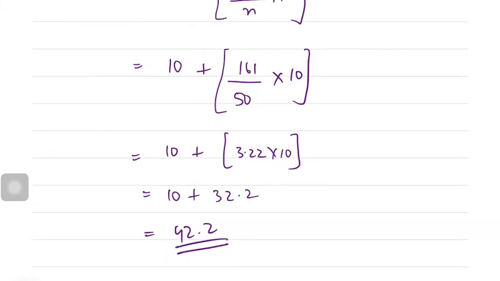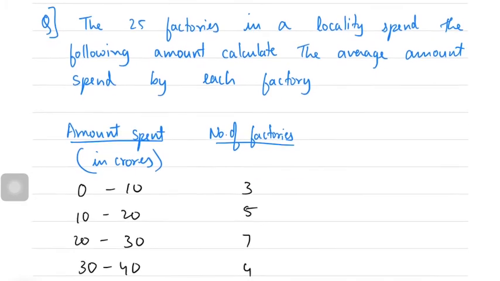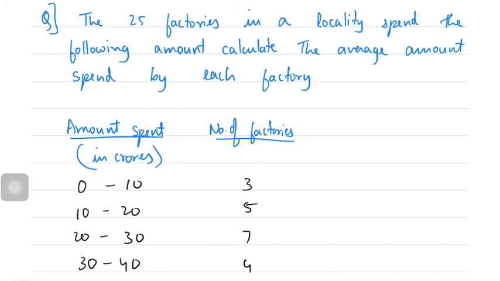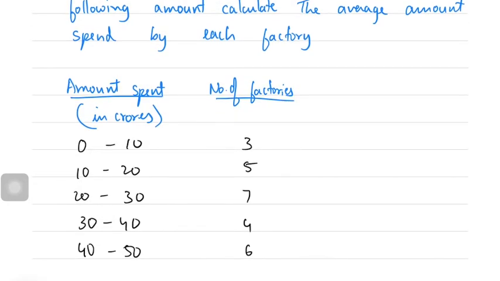Okay. Now we will be solving arithmetic mean in case of continuous series. Calculation of arithmetic mean for continuous series. Let us solve this one problem. The 25 factories in a locality spend the following amount. Calculate the average amount spent by each factory. Amount spent in crores: 0 to 10, 10 to 20, 20 to 30, 30 to 40, 40 to 50. Number of factories: 3, 5, 7, 4 and 6. So this is the frequency.